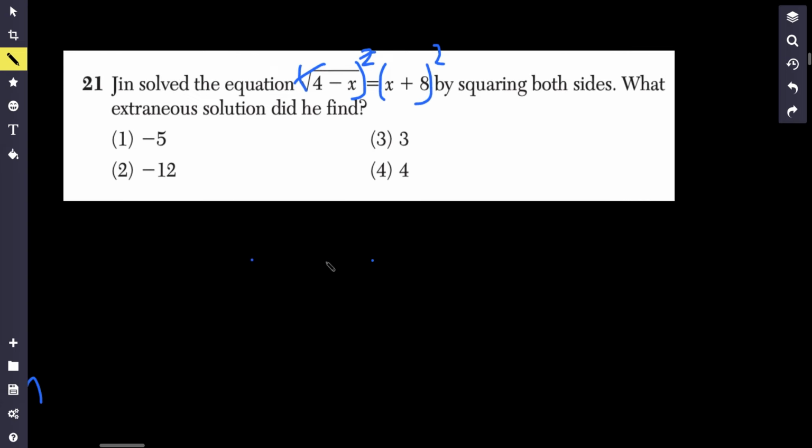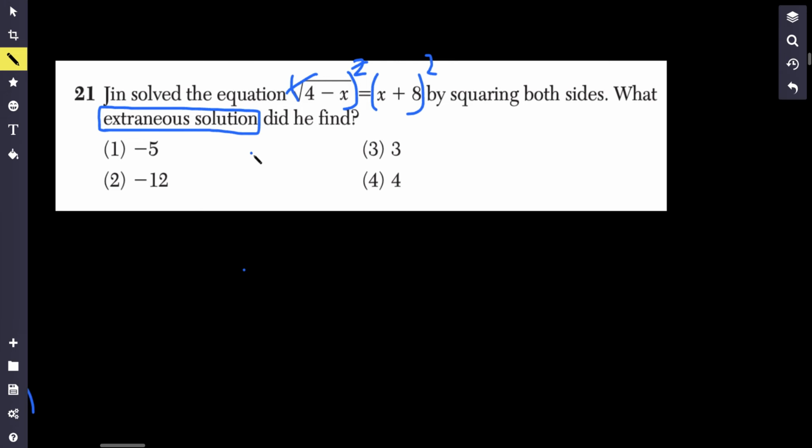All right. So basically, this problem is asking us which extraneous solution did he find? Extraneous solutions are basically fake solutions. They're solutions that do not work, all right? And they're found very commonly in square root equations, like the one in this problem. Now, extraneous solutions come from solving the problem. So, let's say you solve whatever the square root equation is, you get x is equal to, I don't know, some value, and x is equal to another value.